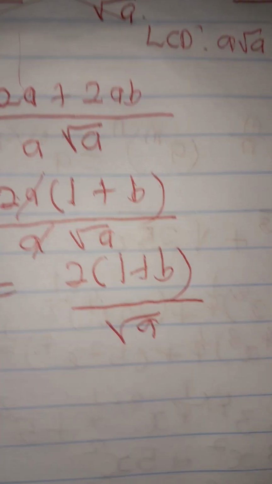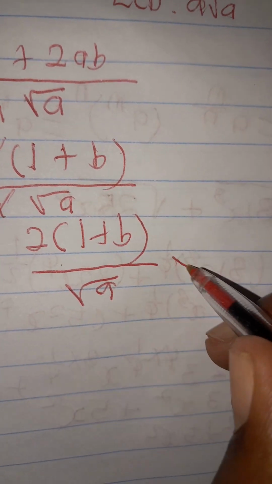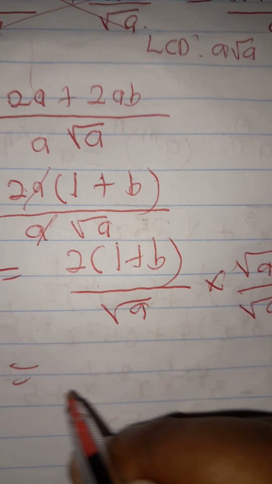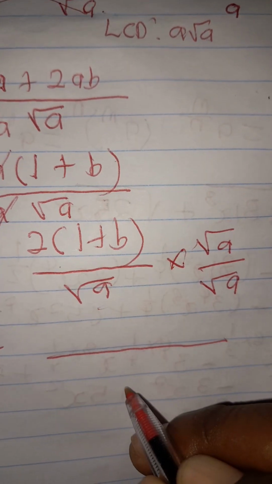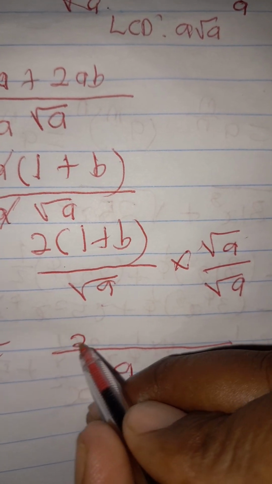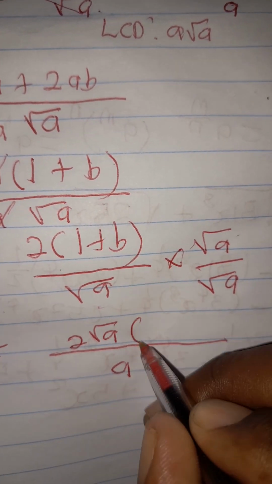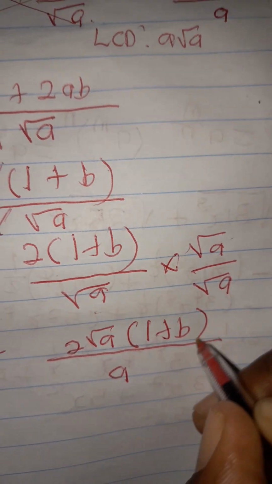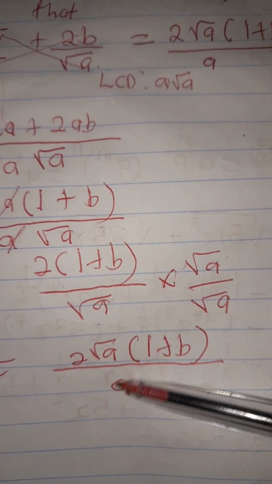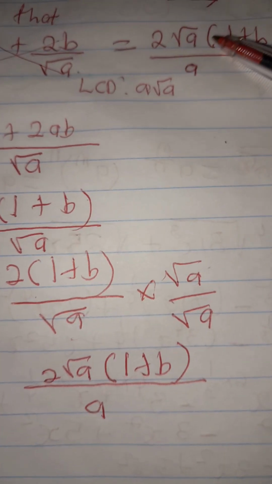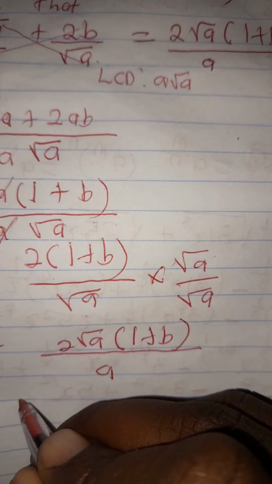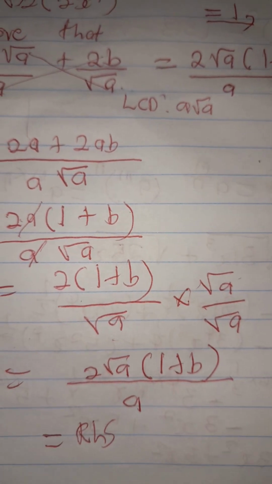Then the second step, we cannot have a denominator as a root, so we will multiply by root a. We will multiply by root a. So what we could do there, root a multiplied by root a is going to be a, and 2 times root a is the same as 2 root a, 1 plus b. Right. So when we are here, we can see the left hand side is similar to the right hand side. Hence, this is equal to the right hand side. Therefore, we have proven, guys.